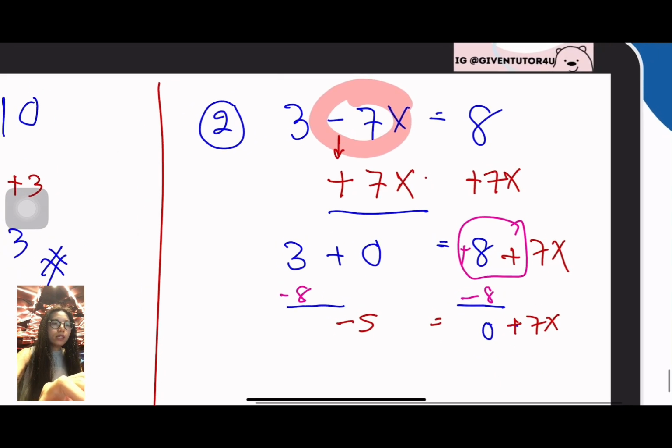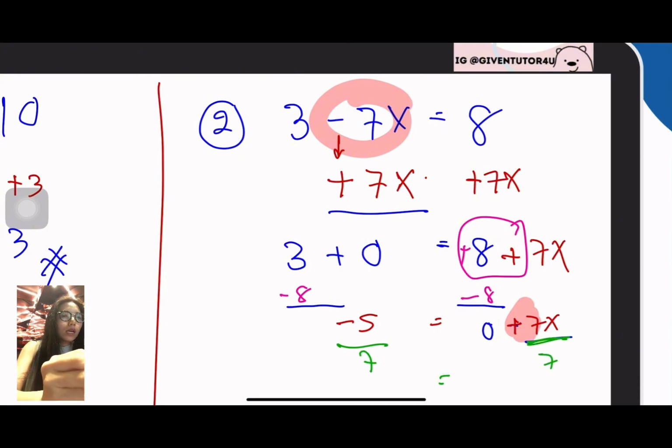Okay, the next step, this is the 7 right here. It's not plus, it's times. You have to understand 7x is 7 times x. So the 7 times x that we have here, you will divide by 7 on both sides. So what we get right here, the answer is x equals minus 5 over 7. That's all.